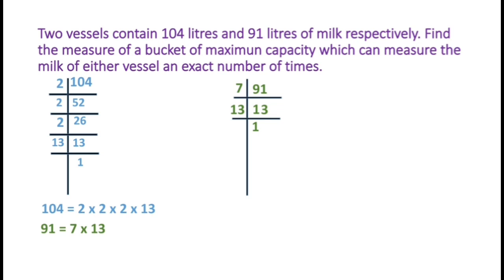So which is the common factor here? The common factor is 13 only. So the HCF is 13 liters. The maximum capacity of the bucket is 13 liters.